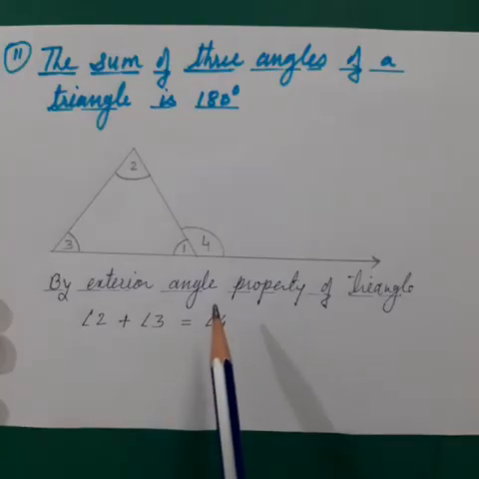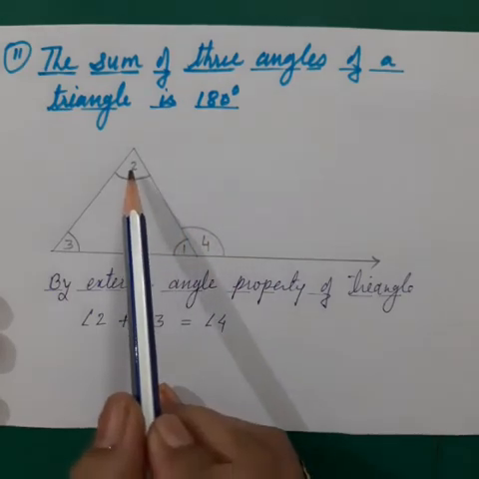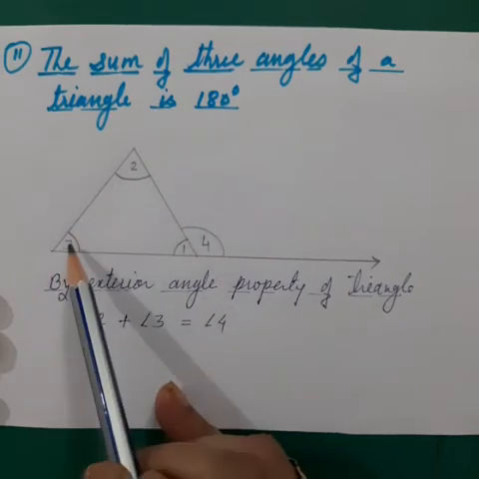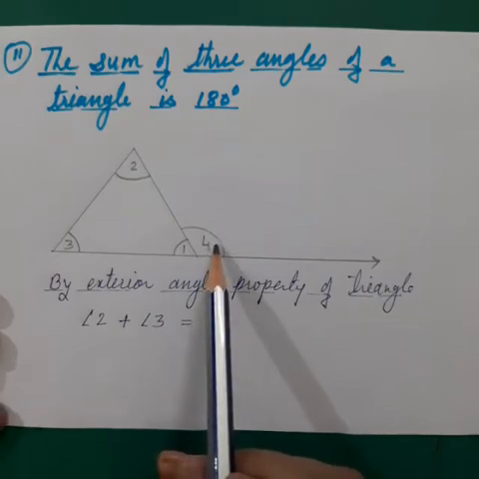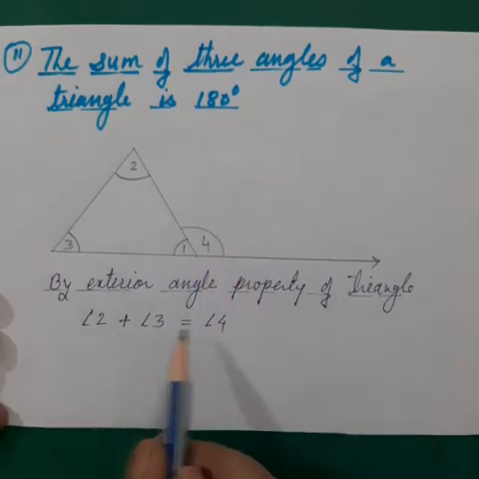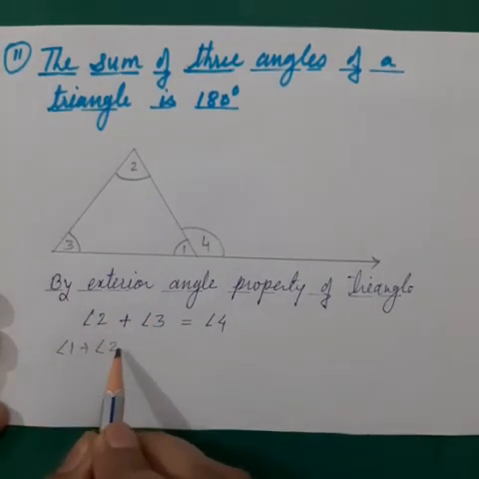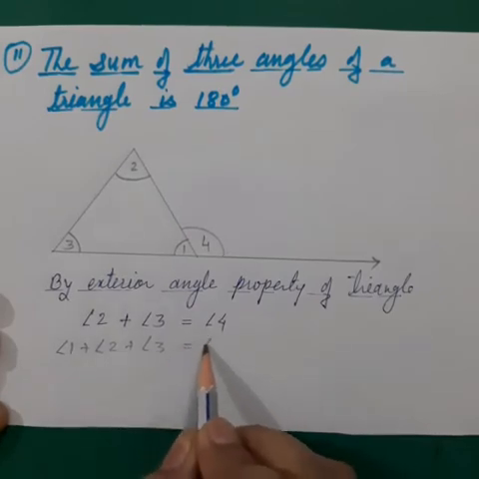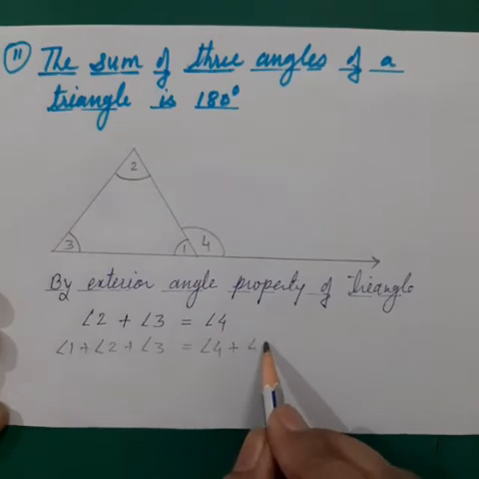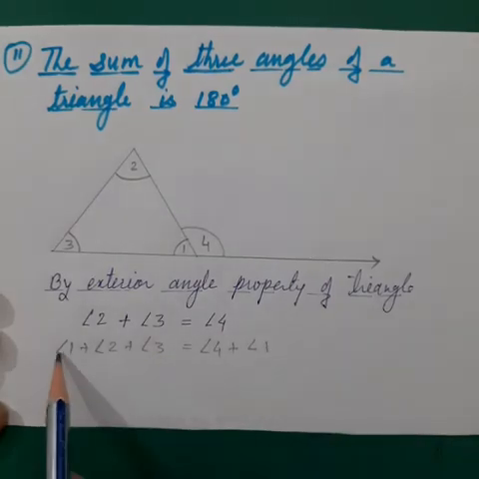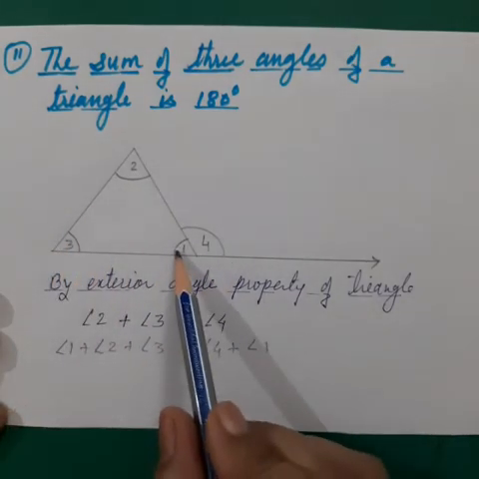And check it by the exterior angle property also. We know that the exterior angle of the triangle is equal to the sum of its interior opposite angles. Here angle 2 plus angle 3 is equal to angle 4. It is the exterior angle. Now add angle 1 on both sides. Angle 1 plus angle 2 plus angle 3 is equal to angle 4 plus angle 1, which we have added here. So to the right side also we have to add angle 1. Now these are the angles of the triangle and this is equal to angle 4 plus angle 1.